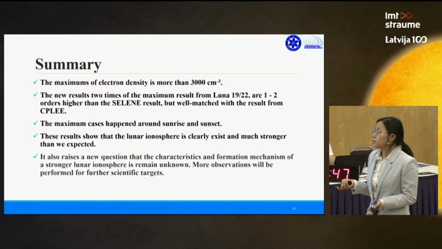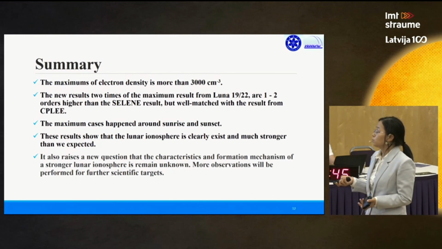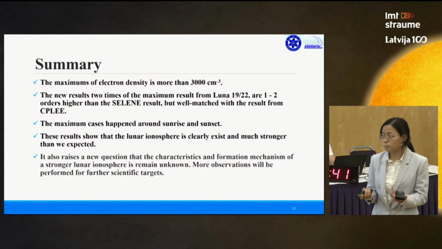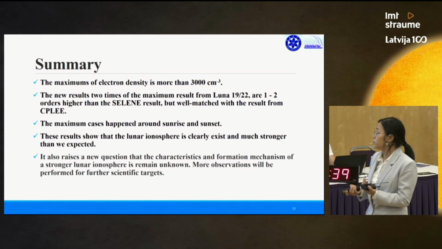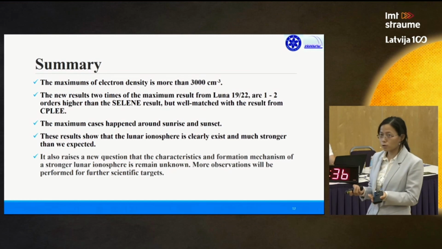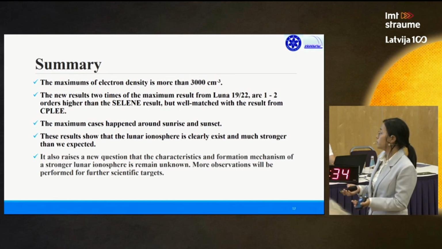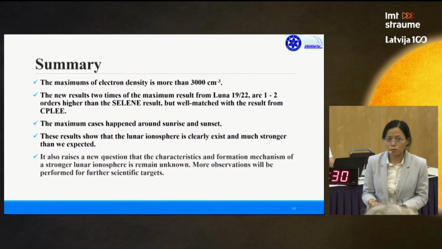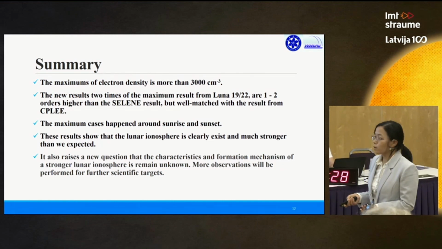This also raises a new question. So where did the lunar ionosphere come from, what are its characteristics, and how did it form? So we will do more observations to find out the answers to these questions.